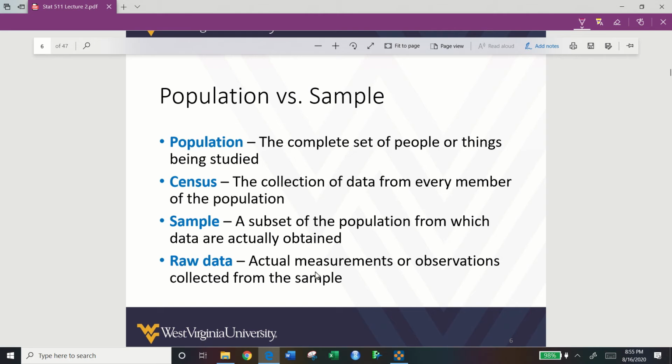And that is something that we really focus on in chapters 3, 4, and 5: how to use information from a sample and use that to inform our decisions about the entire population. When we do the reverse, we take information about the whole population and try to predict what our results would be from a sample or inform on a sample. That is probability, which is what we'll focus on in chapter 2. Now, raw data. This is the actual measurements or observations collected from the sample.